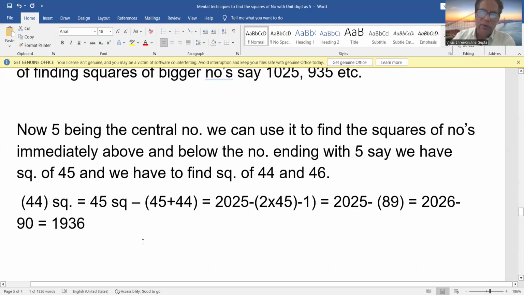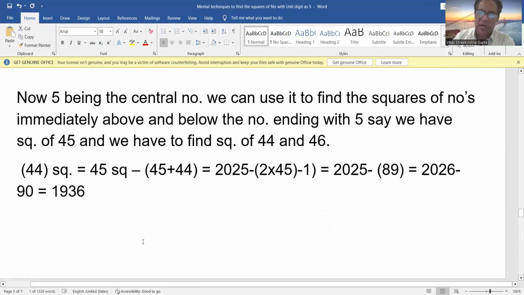But for the time being, I'm showing you how to find the square of numbers ending with 5. And in the same way, 5 being the central number, you can find the square of the number which is one more above 45. Say the number is 45, which is one more than the given number ending in 5 and one less than the given number. Say I already found the 45 square. Now I have to find the square of 44 and 46. So what will I do? 44 square is equal to 45 square minus 45 plus 44. You have to subtract this because 44 is less than 45. So you have to subtract 45 plus 44.